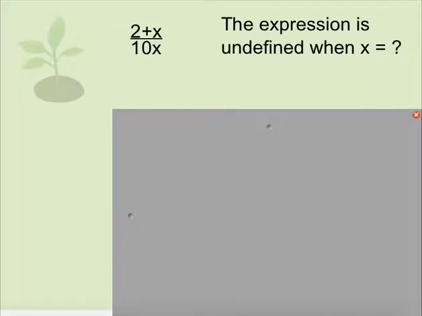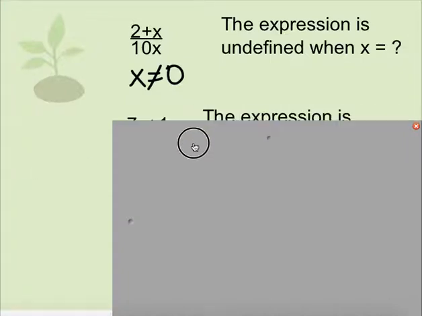So this is what we're going to do for each of our expressions. We're going to simplify it as much as possible and then see when is x undefined. So 2 plus x over 10x, just like the last one, I can't simplify those x's because they're not both factors. Okay, and so I figure out what can x not equal? Well, x can't be 0 because if I plugged it in, 10 times 0 is 0. So we would say that x cannot be 0.